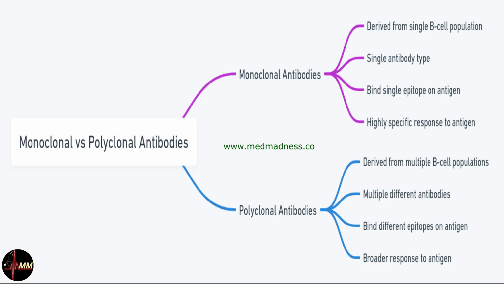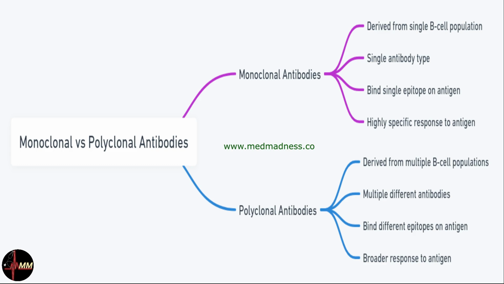is crucial. Polyclonal antibodies, on the other hand, are sourced from multiple B-cell clones. This means each preparation contains a mixture of antibodies that can recognize different epitopes on the same antigen. They provide a broad response and are particularly useful when the detection of all possible targets is necessary, such as in certain infections or complex biological samples.